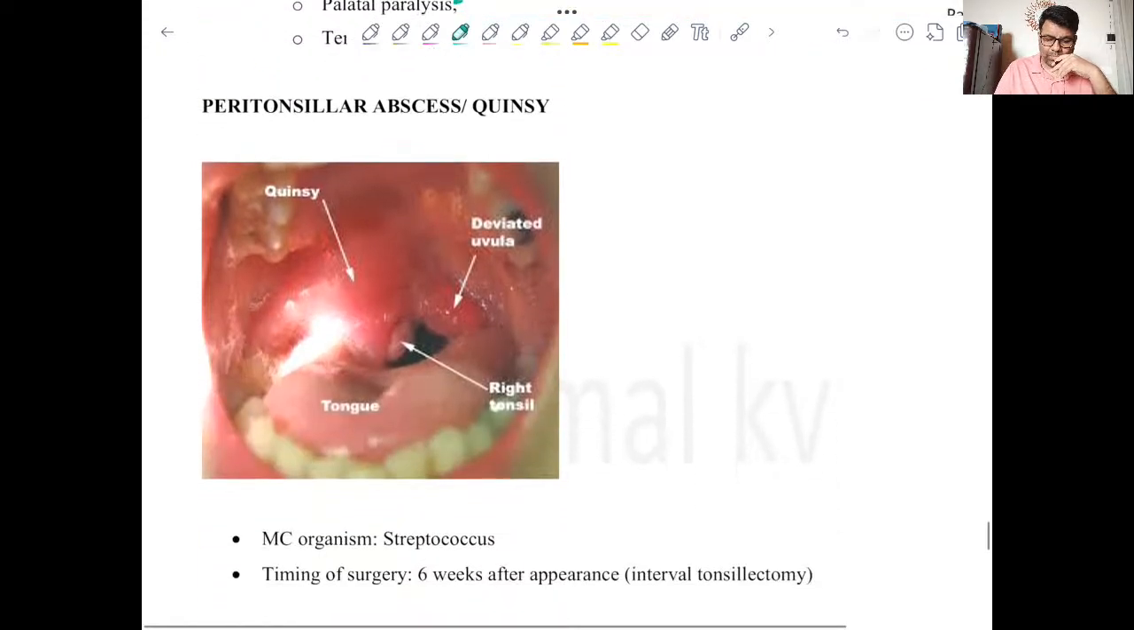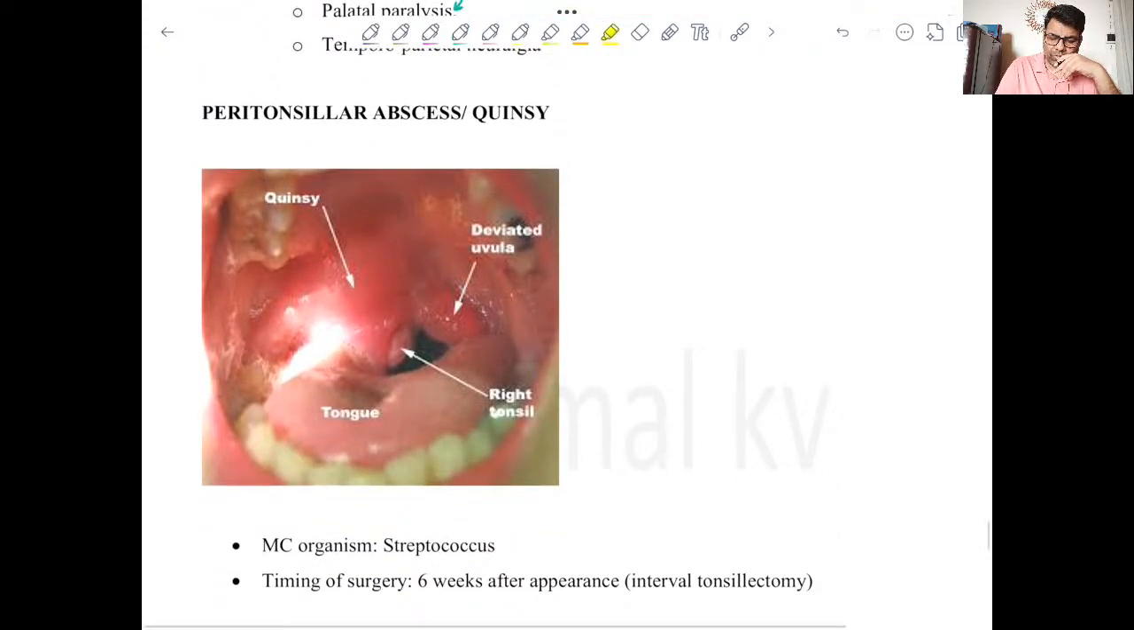Then moving forward to peritonsillar abscess, which is also known as quinsy. And if you look here, this is the tonsil. Okay, so this structure is the tonsil, and this all is the abscess here, right? So this is the abscess here.